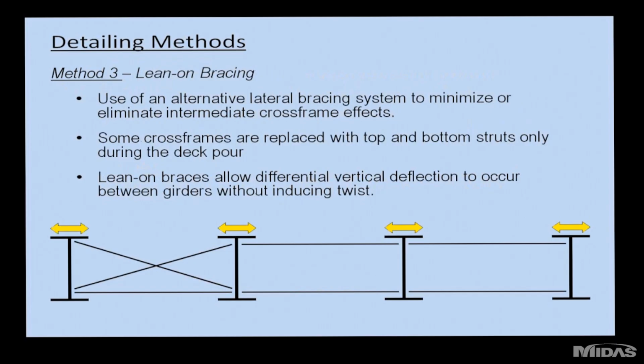Third method that we looked into in this study is lean-on bracing. In extreme cases where twist can't be controlled otherwise, you can use an alternative lateral bracing system to control the twist. Since cross frames are the source of the twist, eliminating some of the cross frames can reduce the twist. So in this configuration, some of the cross frames are replaced with top and bottom struts only, so that they'll restrain the girders laterally but not torsionally. And these braces allow differential deflection to occur without inducing twist in the girders.